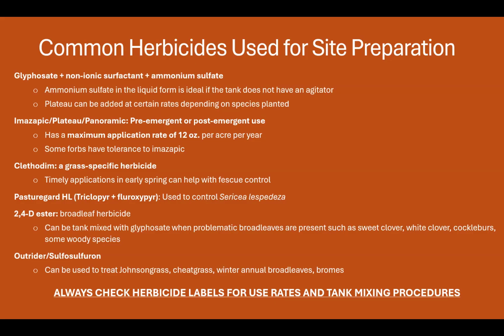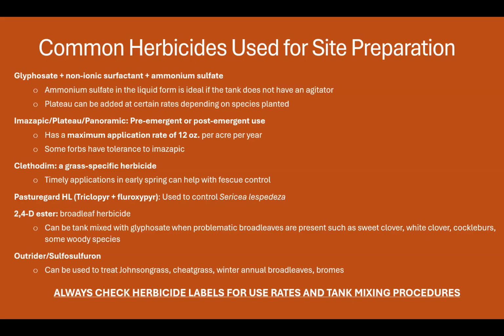Clethodim is a grass-specific herbicide, really helpful in early spring if you don't get your fescue completely under control. This could also be helpful in warm season grasses as well. Pasture Guard, that's triclopyr and fluroxypyr, is used to control sericea lespedeza. Keep in mind those really need to be targeted timely in the summer for proper control.